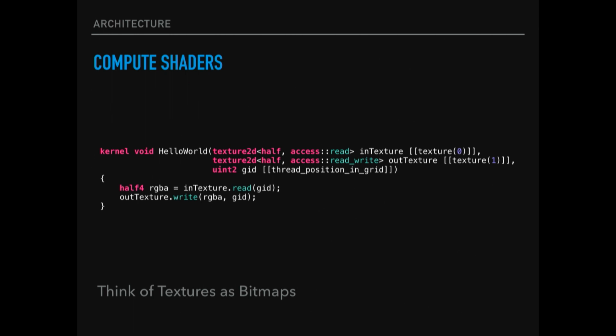All that we're doing in this Hello World shader is we have this bitmap that comes in, which I'm calling inTexture. I'm reading an RGB value into a half float, and I'm writing it to the output image. So it's just taking an image in and writing it out to an output image.